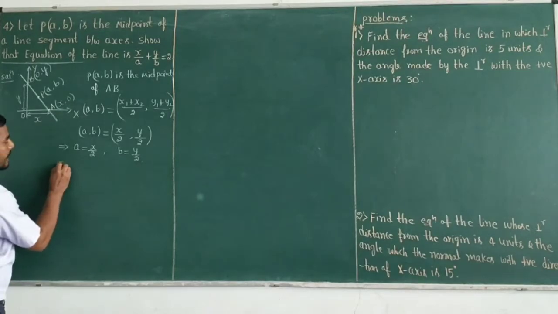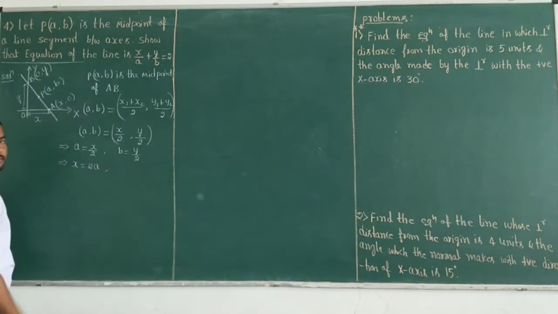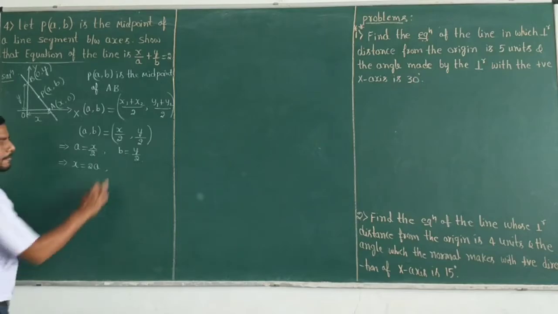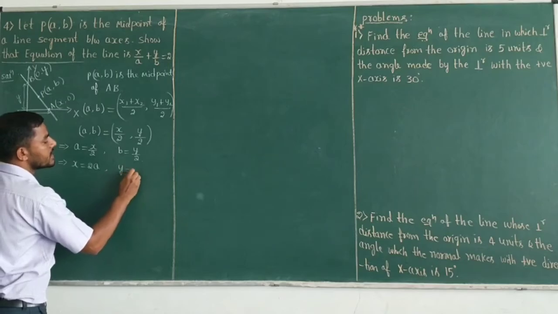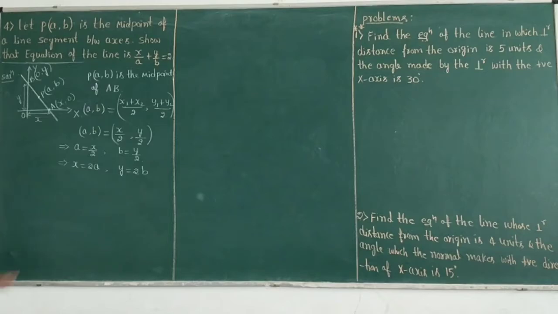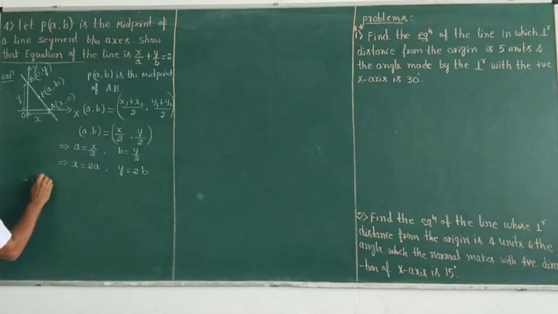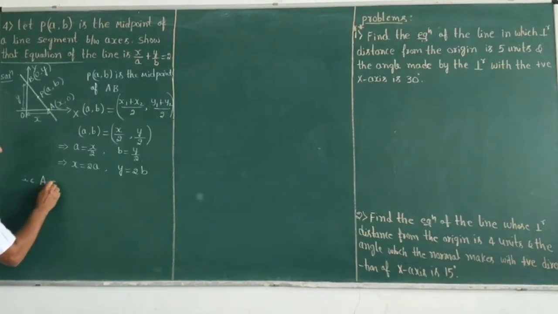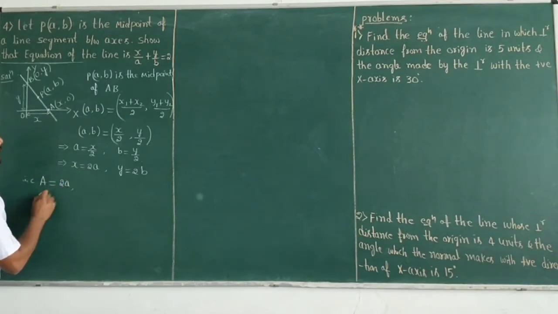So what is the value of x here? x is equal to 2a. Similarly, suppose we have to calculate y here: y is equal to 2b. So these are the coordinates of x and y. It implies that point A is of the form (x, 0), and here x is nothing but 2a, so A is (2a, 0).